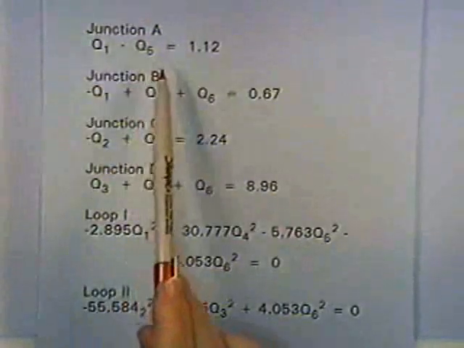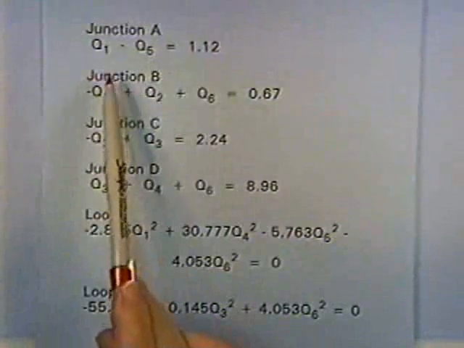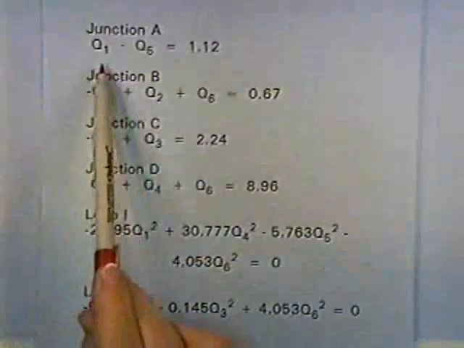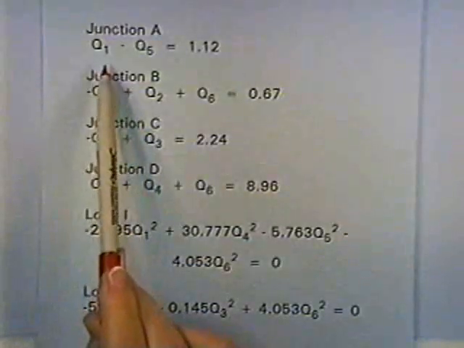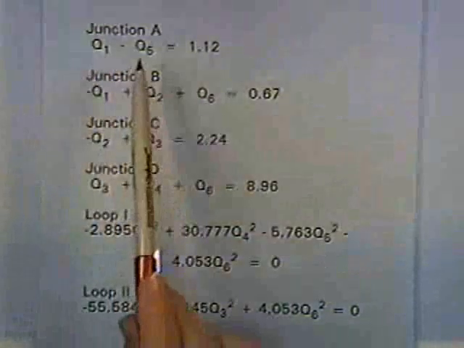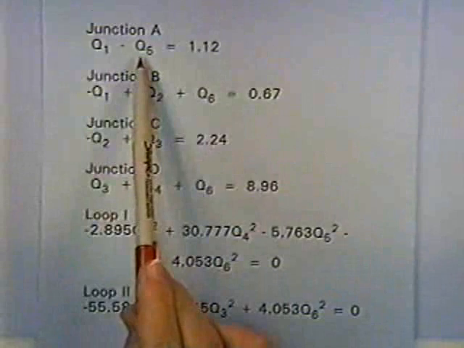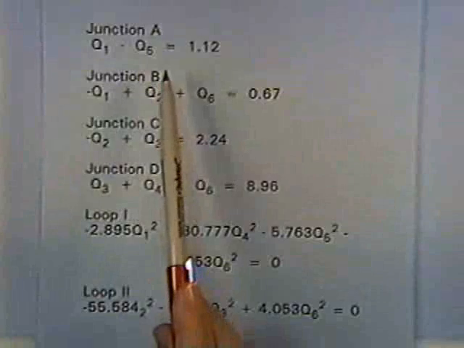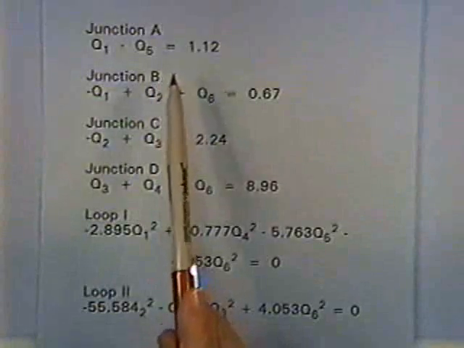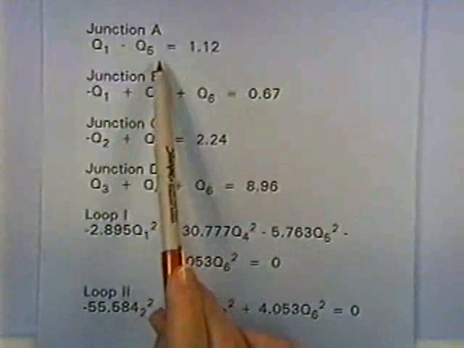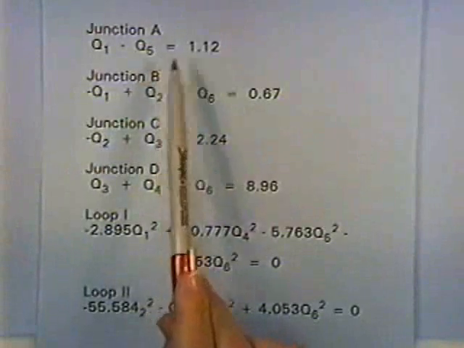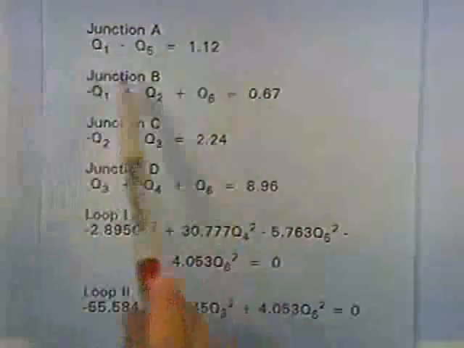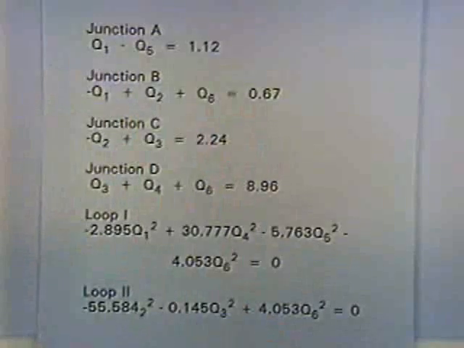And so at junction A, at least the way I've assumed the flow is indicated by the arrows, the flow in pipe 1 goes into junction A, and my sign convention says call it positive. The flow in pipe 5 leaves junction A. My sign convention says call it negative, and then the external flow is 1.12 cubic feet per second. My sign convention calls it negative since it's leaving junction A, but by the time I put it on the right side of the equal sign, it's a positive number. So that's the mass balance, the continuity equation for junction A.